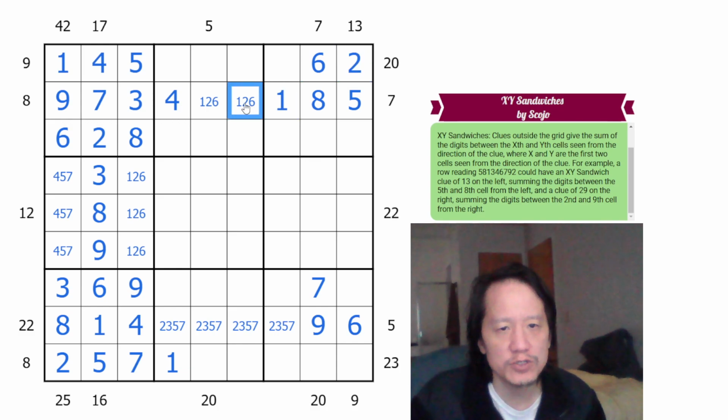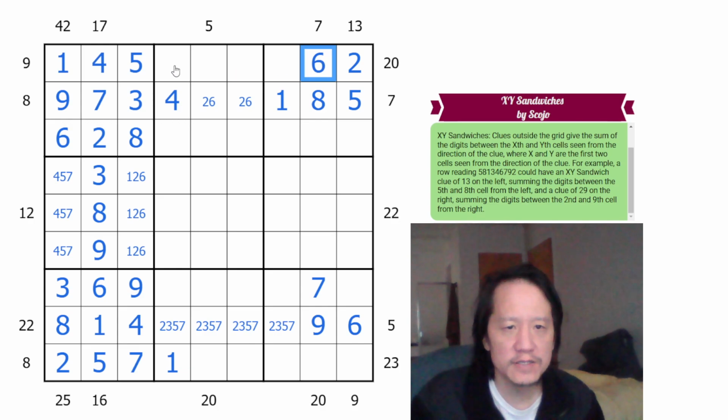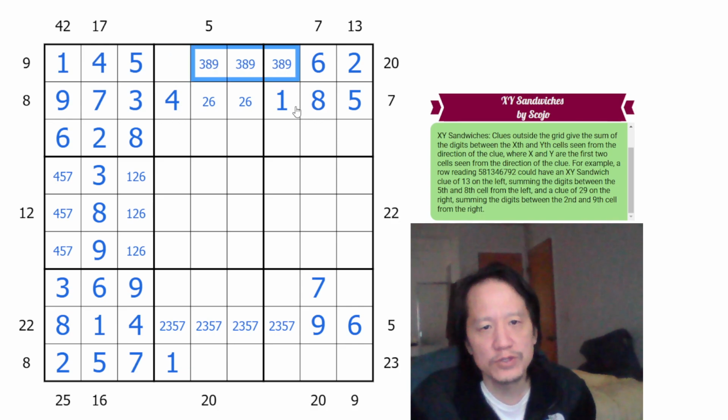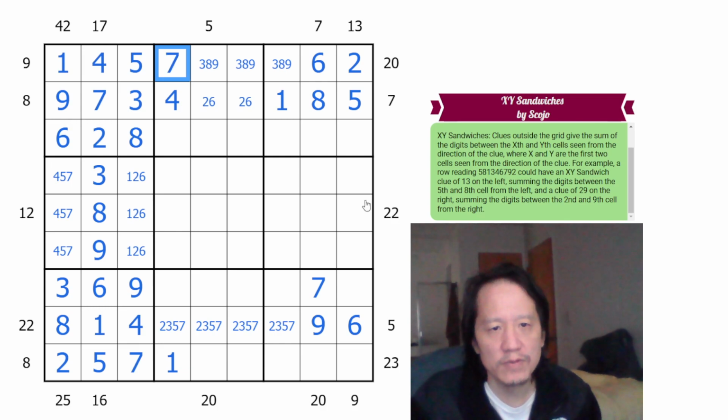So this has to be 2, which makes this 1, which makes this 2, 6. So in between the second and the 6th digit has to be 3 digits that add up to 20. We know we have to have a 3 there then, because 7, 8, and 9 doesn't add up, so this can't be 3. So 3 has to be there, so it has to be 3, 8, and 9. Therefore, this is 7.